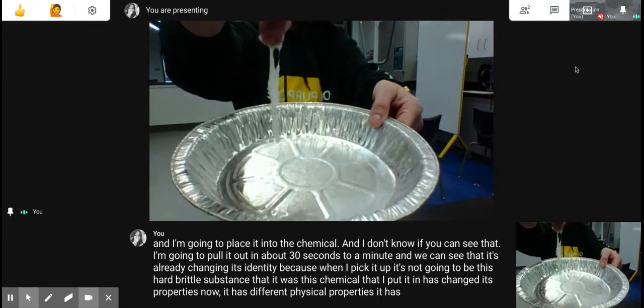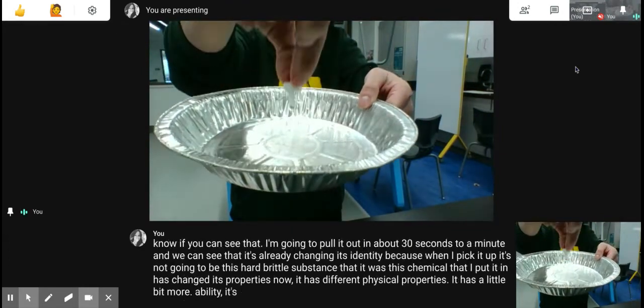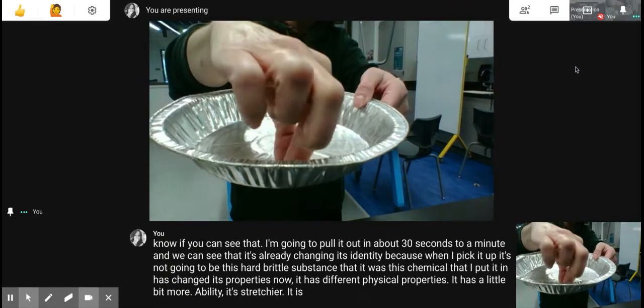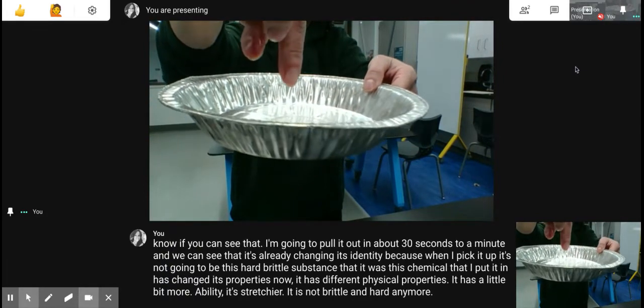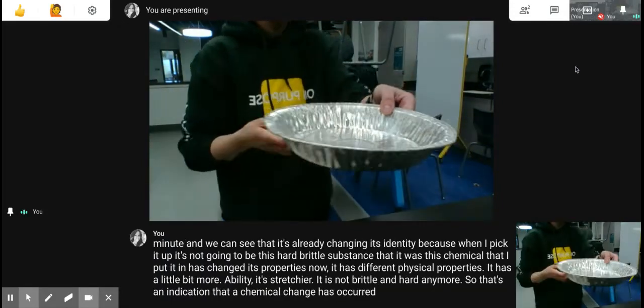It has a little bit more flexibility. It's stretchier. It is not brittle and hard anymore. So that's an indication that a chemical change has occurred there. Okay.